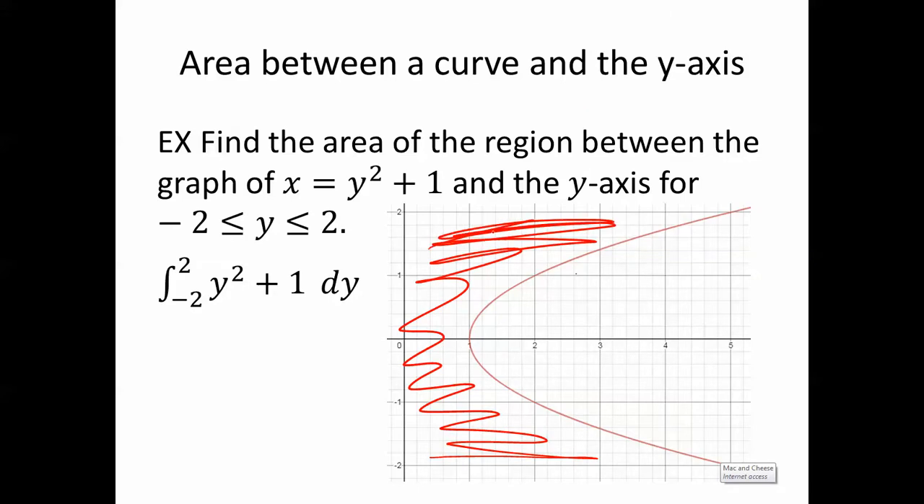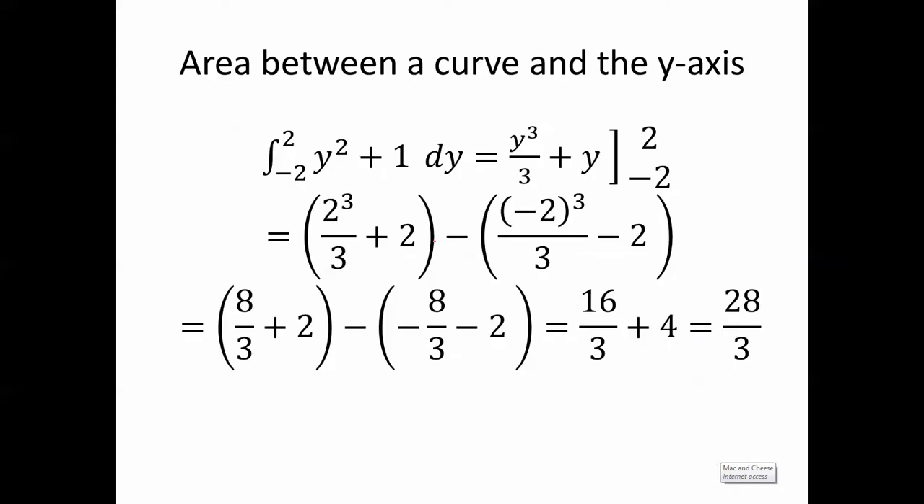The area of the region between x equals y squared plus 1 and the y-axis for y between -2 and 2. Okay, so we integrate y squared plus 1 dy from -2 to 2. We get y cubed over 3 plus y from -2 to 2. Plug in 2, we get this. Plug in -2, we get this. And this all simplifies to 28/3.